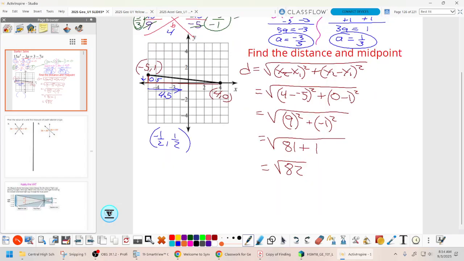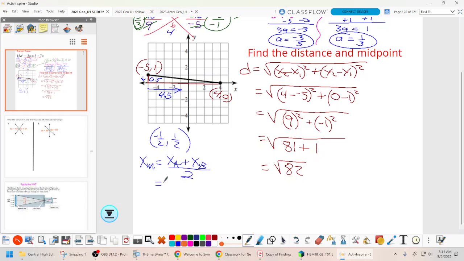Algebraically, those of you who like formulas, your midpoint is just the average of the endpoints. And A and B, remember, are just representative of the endpoints. It's not going to be labeled A and B every time. So x_A is negative 5, and x_B is 4. Negative 5 plus 4 is negative 1 over 2. So there's the algebraic way to get the negative 1/2.